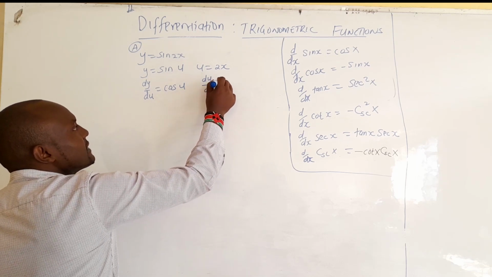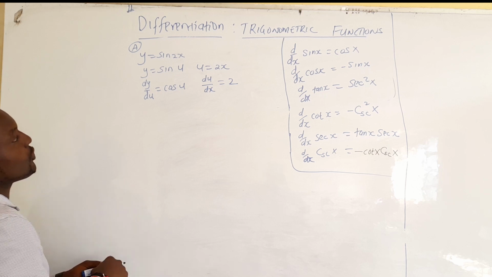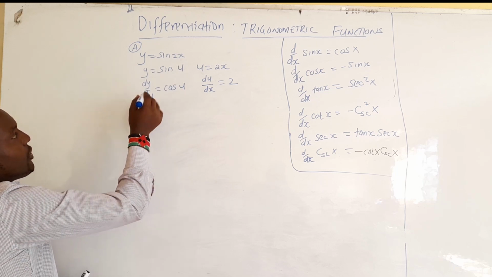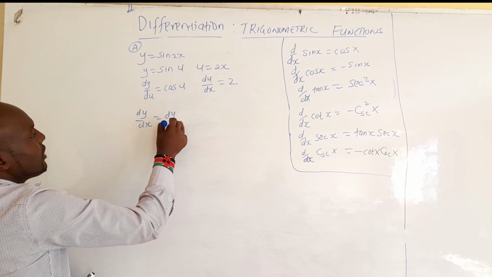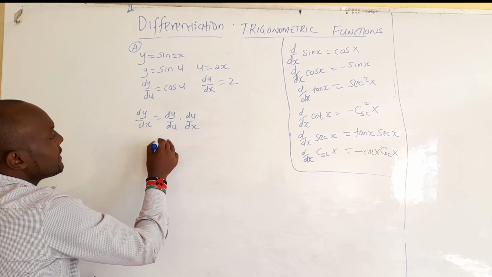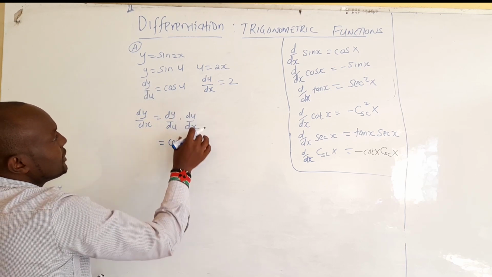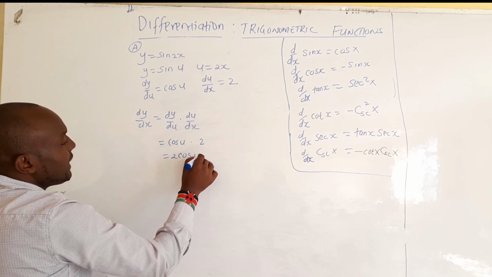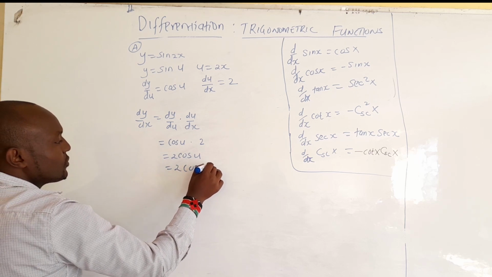With respect to x, you will get 2, because when you differentiate 2x you get 2. So in that case, we said if you are to differentiate using the chain rule, dy over dx will be dy over du, then du over dx. In this case, my dy over du will be cos u, times du over dx, which is 2. So the answer will be 2 cos u. And my u, don't forget, it was 2x. So the answer will be 2 cos 2x.